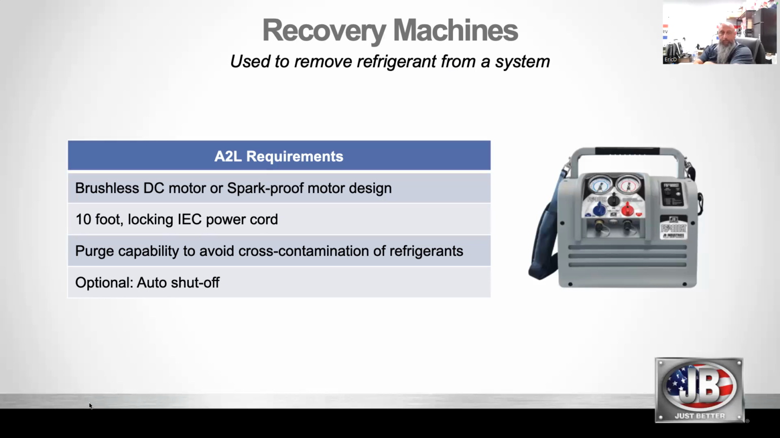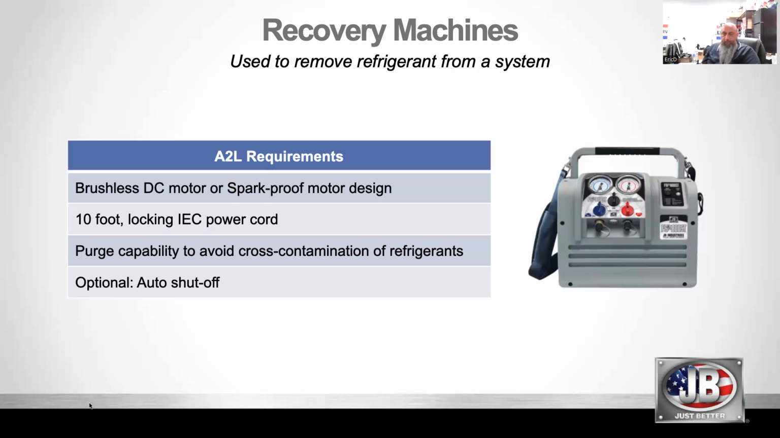One of the requirements that I've put here is a purge capability, right? And there's going to be a big push for the reclamation of 410A. As that phase down continues and there's less production of 410A, you really want a recovery machine that you can purge to avoid that cross contamination of the refrigerants.